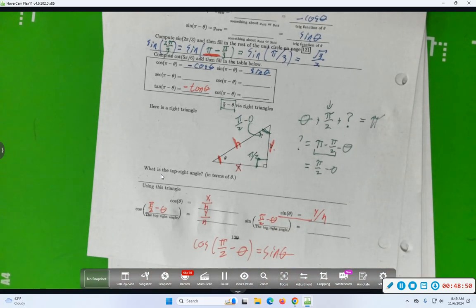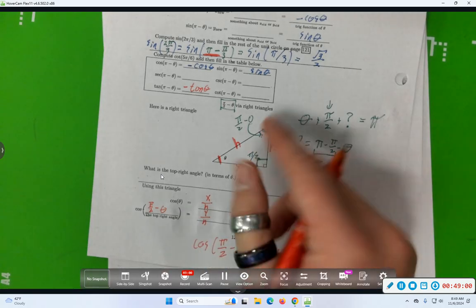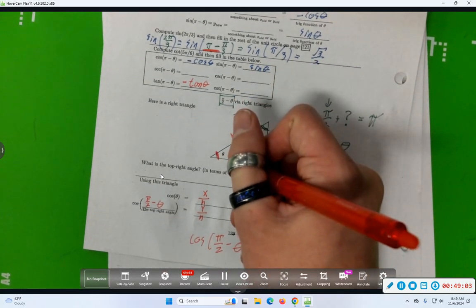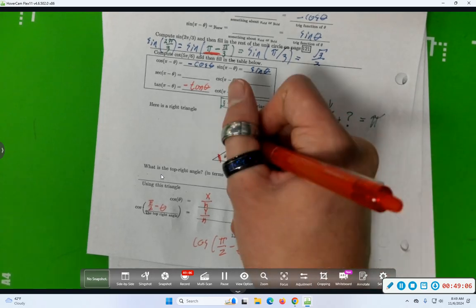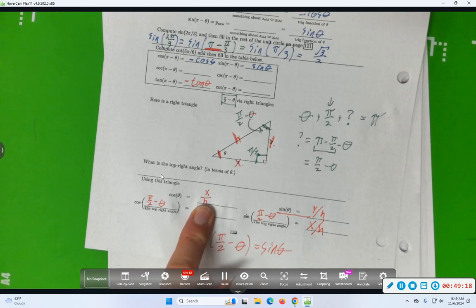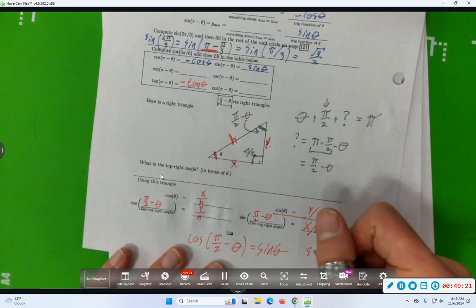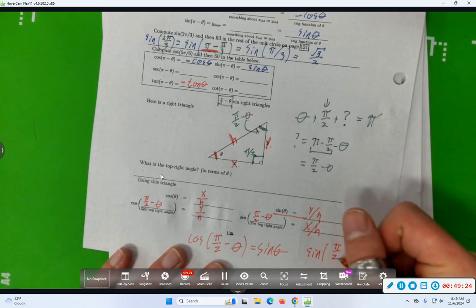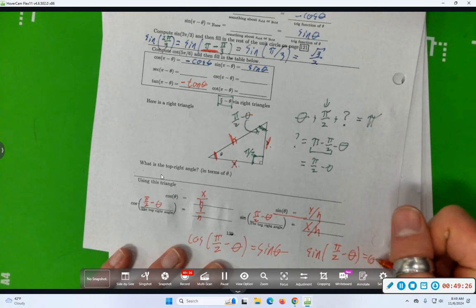What about the sine of pi over 2 minus theta? What ratio is that equal to? There's pi over 2 minus theta. Opposite is x divided by hypotenuse, which is still the same. Ooh, so I already have a name for that in terms of a trig function though, right? X over h is also equal to that angle. So I also see sine of pi over 2 minus theta equal to cosine theta.